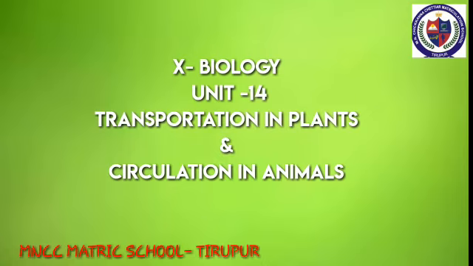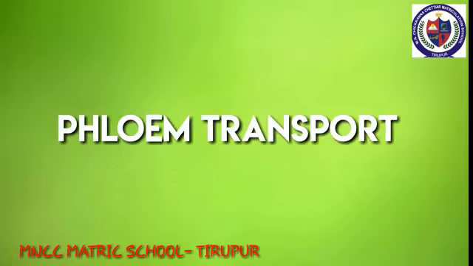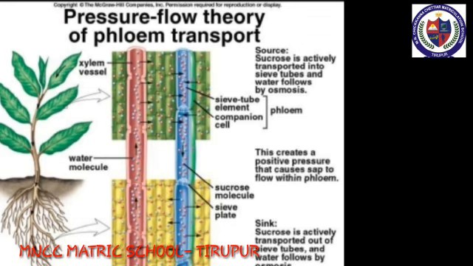Unit 14: Transportation in Plants and Circulation in Animals. Part 2: Phloem Transport. The food synthesized by the leaves is transported by the phloem either to an area of requirement or stored. Phloem tissue is composed of sieve tubes which have sieve plates. Cytoplasmic strands pass through the pores in the sieve plates.